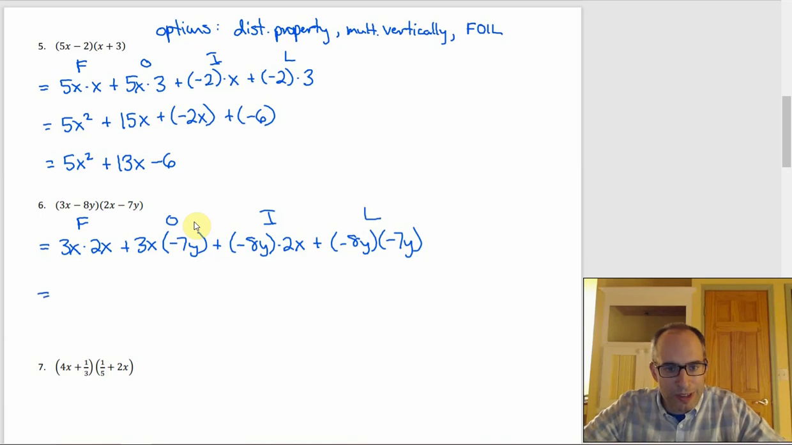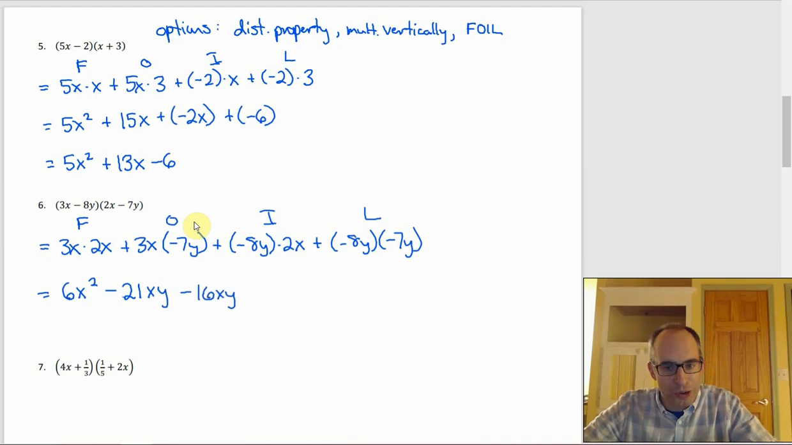And then 3x times 2x, 3 times 2 is 6, so we get 6x squared. And then I could write this as plus a negative 21xy, but I'm just going to write this as minus 21xy. And then here, I'm going to write this as minus 16xy. Even though the order of the variables shows up as y then x, it's a good idea to have a consistent order of variables because then that way if you have like terms, you can see it right away.